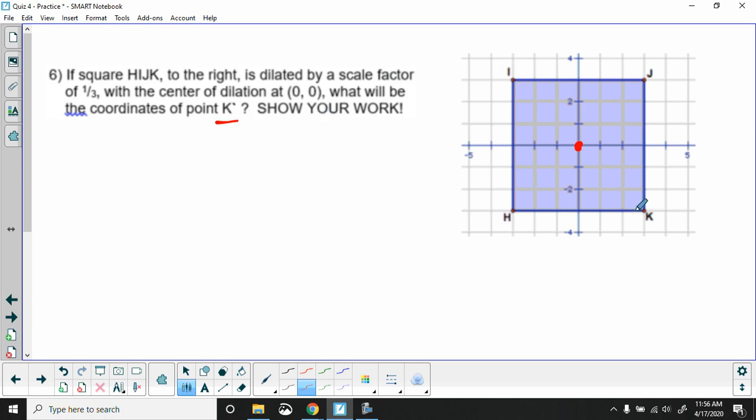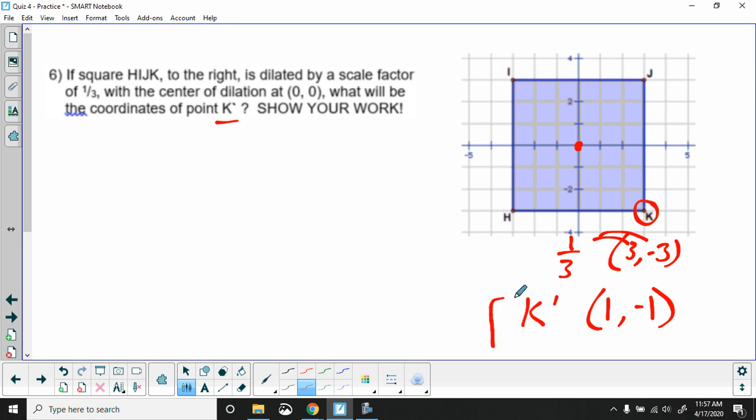1/3 dilations in the center, so that means we just have to multiply that point. That point is 3, -3. All we need to do is multiply that by 1/3. All those numbers get multiplied by 1/3. 3 times 1/3 is 1. -3 times 1/3 is -1. This is our K prime. This is all they care about. K prime. That's it.